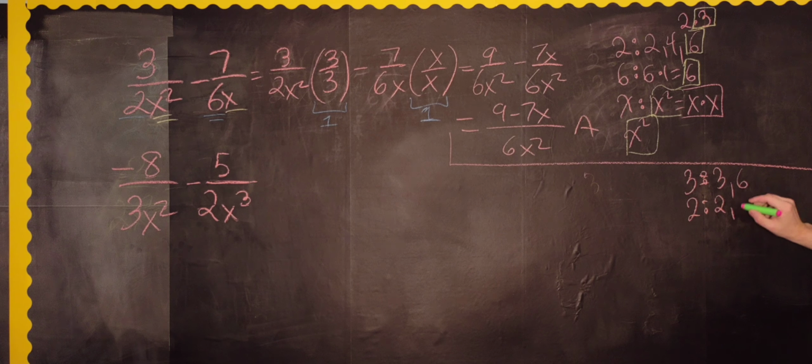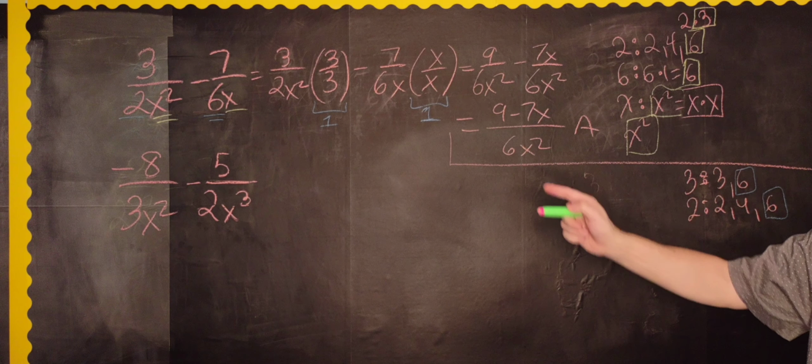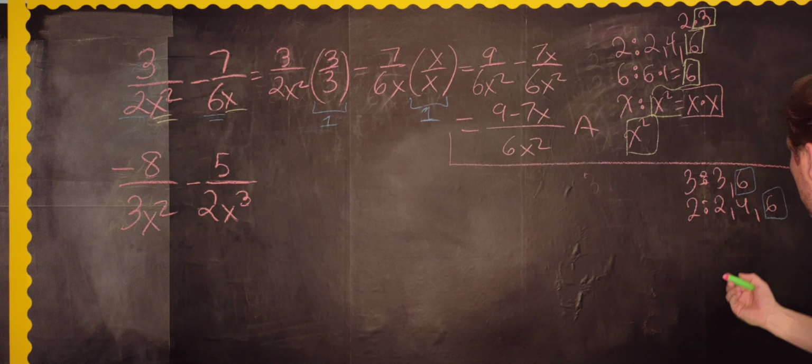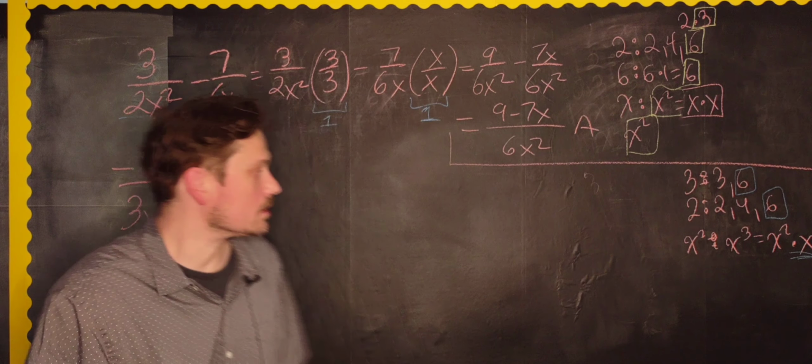All right, so 6. That part is done. We're going to have to make the 3 into 6. We're going to have to make the 2 into 6. And look at the x squared part and the x cubed part. So multiples of x squared: x times x would be x cubed, right? So to get x cubed, you need x squared times x. Look at this x right here. You're going to have to multiply x squared by x to get x cubed to match the x cubed with the 2. So in practice, it looks like the following.